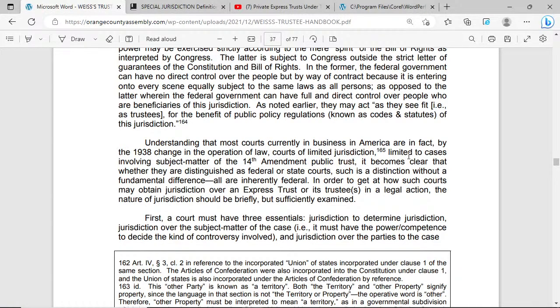Courts of limited jurisdiction, limited to cases involving subject matter of the 14th Amendment public trust. What did I just talk about? I didn't even remember this was coming up, but perfect timing. It becomes clear that whether they are distinguished as federal or state courts, such is a distinction without a fundamental difference. All are inherently federal. In order to get at how such courts may obtain jurisdiction over an express trust or its trustees in a legal action, the nature of jurisdiction should be briefly but sufficiently examined.